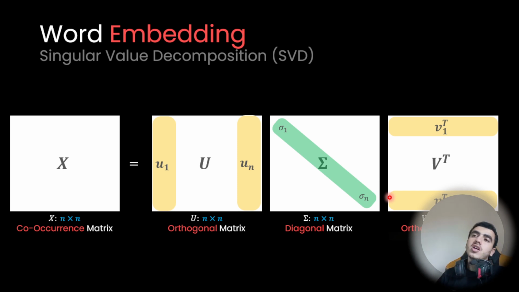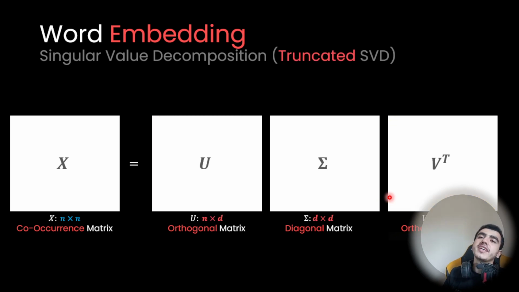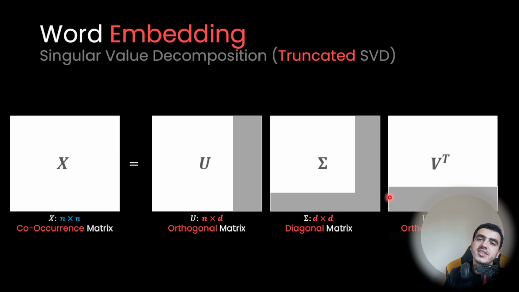Okay, so what is the advantage of having these matrices ranked, or having the crucial information ranked at the top? As we can see, the main objective here is that we can truncate these matrices.